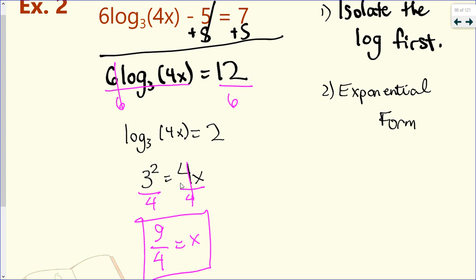So, same technique as we went over last example, which was going through exponential form to get to our answer. But in this one, we had to isolate the log first, so get the log by itself.